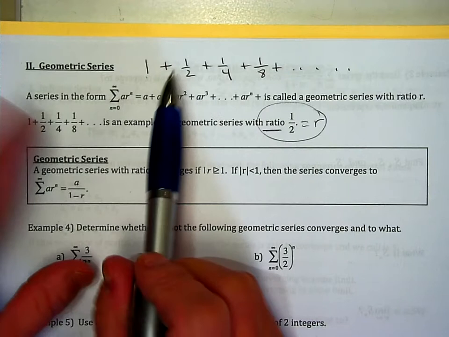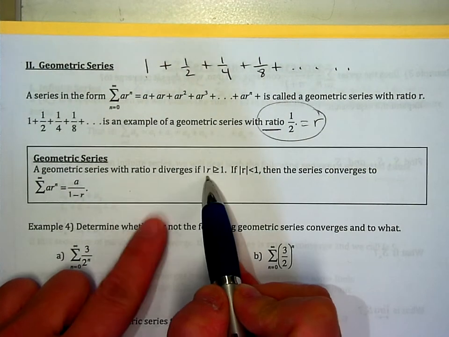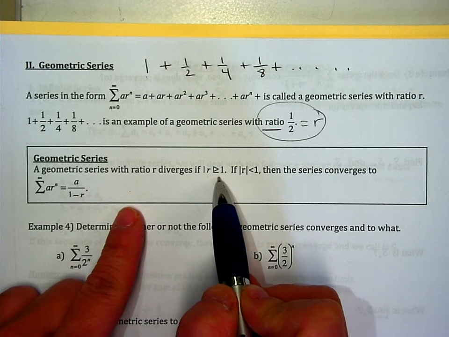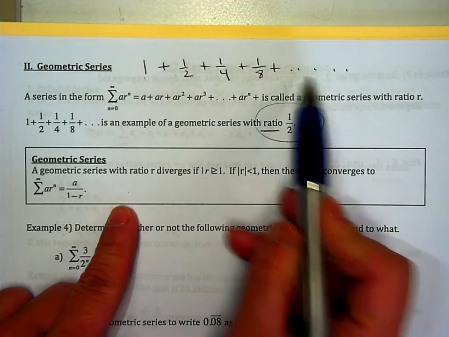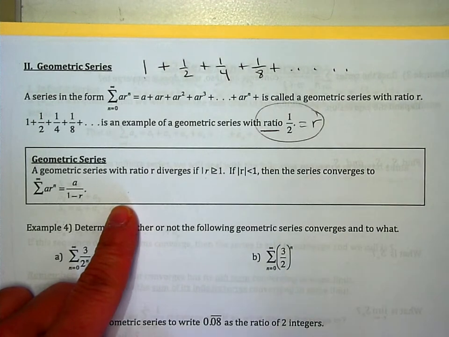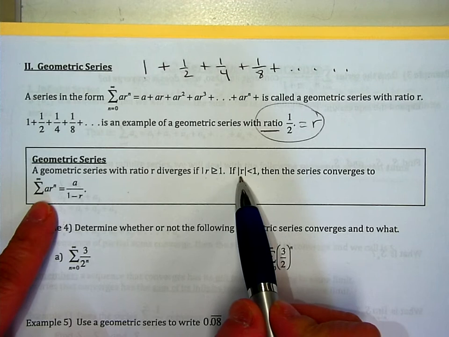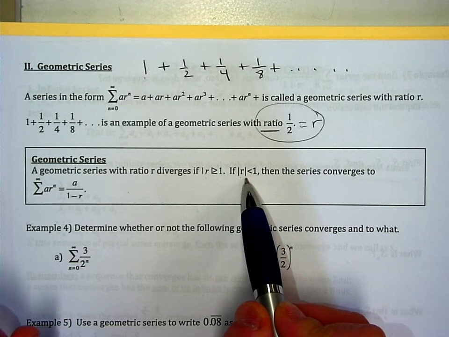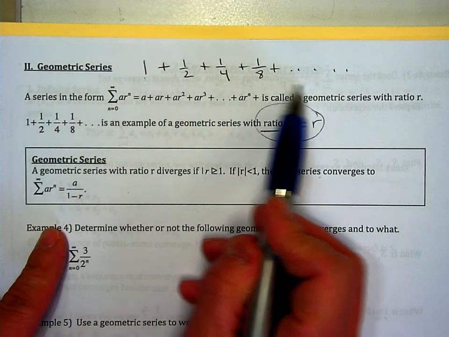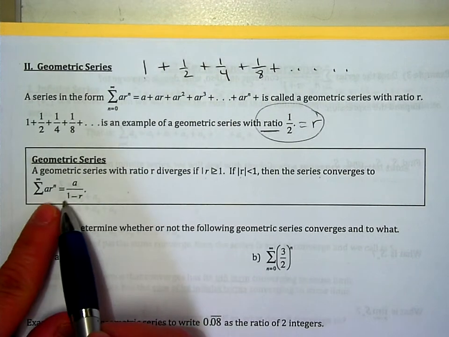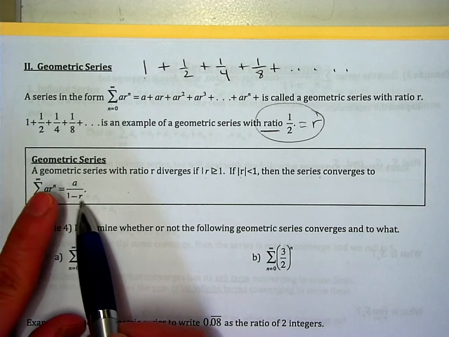If you have a geometric series and if the absolute value of R is greater than or equal to 1, there is no way that this sum could possibly converge to a value because those numbers are getting bigger and bigger. However, if the absolute value of that R or that common ratio is less than 1, then the series converges, which means that you can add up all these terms infinitely, and the sum of that series is going to be A, which is your first term, divided by 1 minus R.